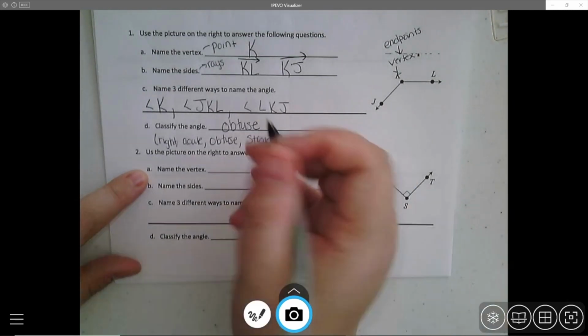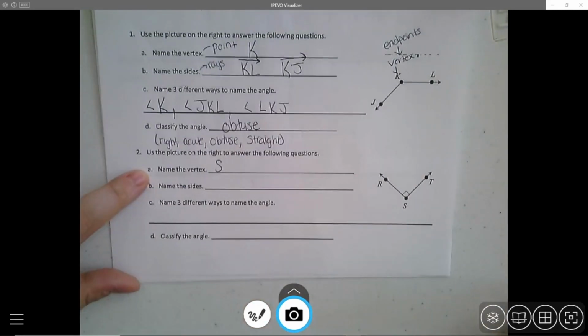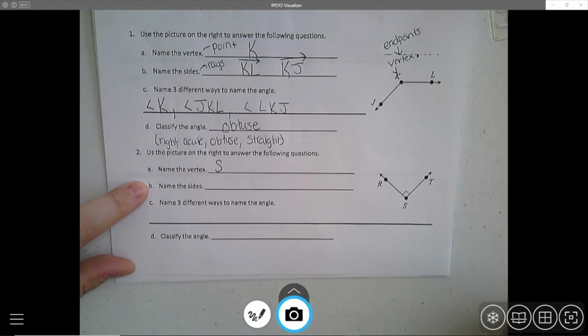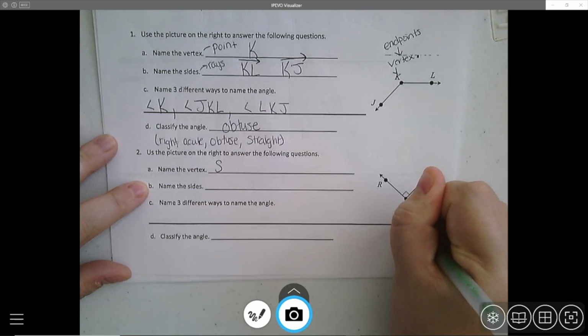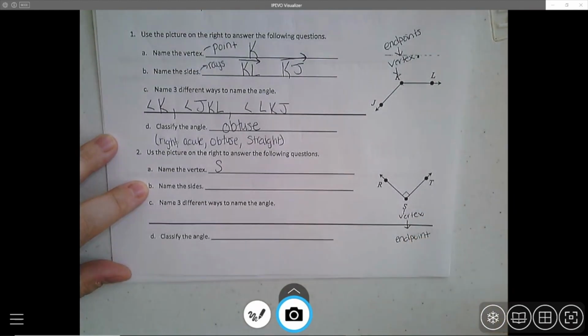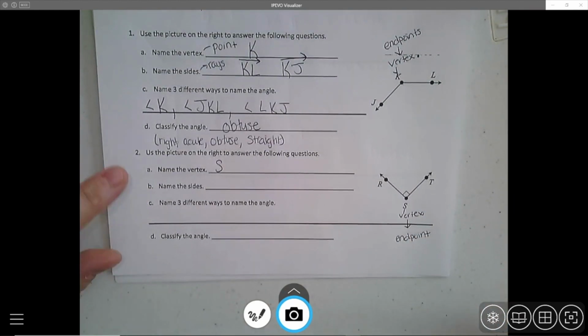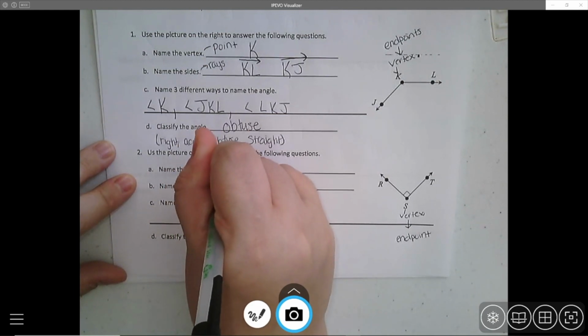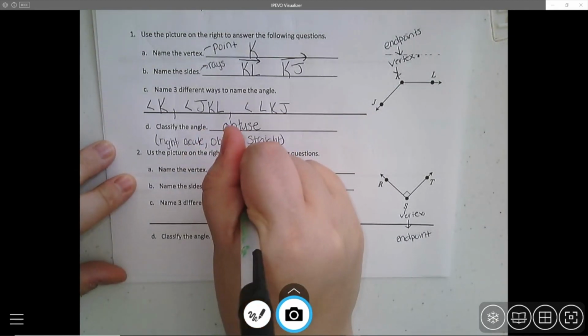So, name the vertex. The point in the middle is S. I make sure it's a capital S to show the vertex. The sides are, this is my vertex. Remember, it is also the end point for both of the sides, or in this case, both of the rays. So starting at that end point, I have ST. I also have SR.